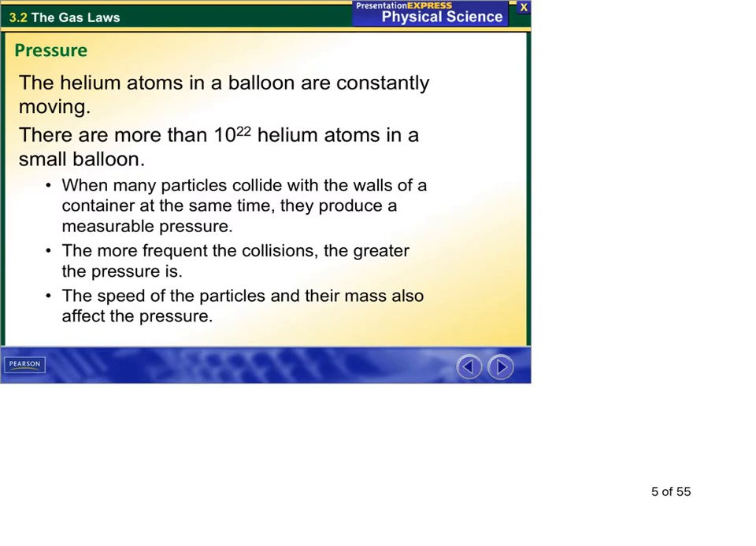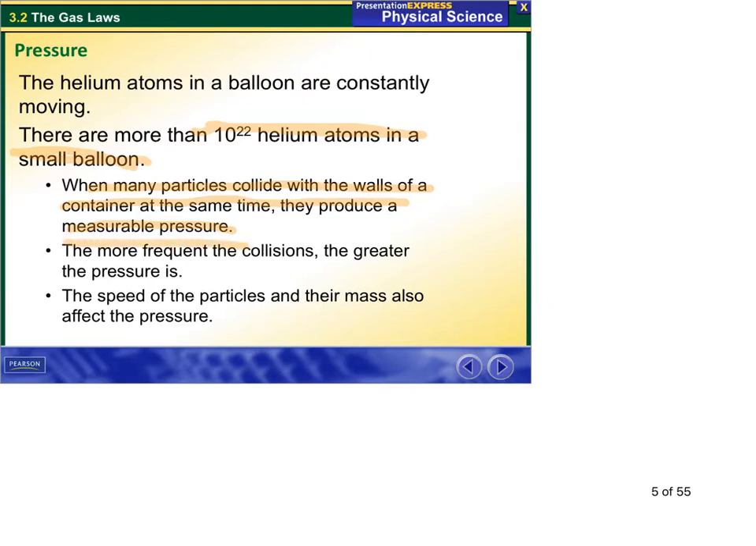If you have a balloon filled with helium, there are more than 10 to the 22nd helium atoms in a small balloon. With all these helium atoms, you have many particles colliding with the walls of the container at the same time, generating a measurable pressure. So even though each little atom is very, very small, with all these atoms hitting the sides of the balloon at the same time, it generates a pretty decent pressure.